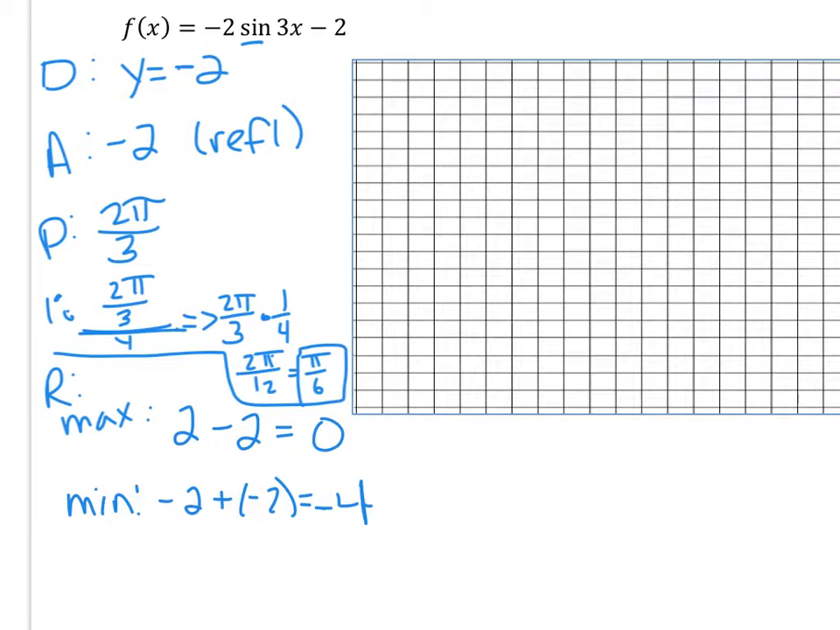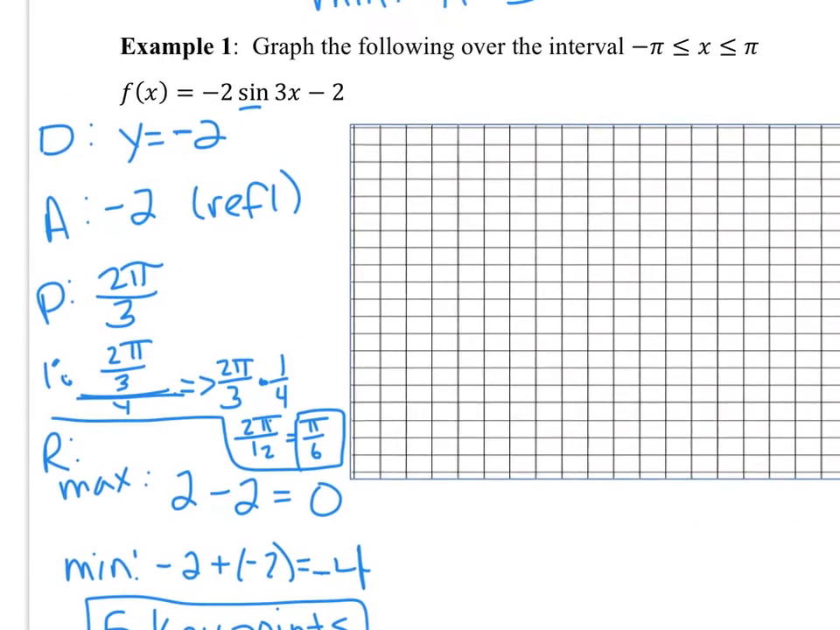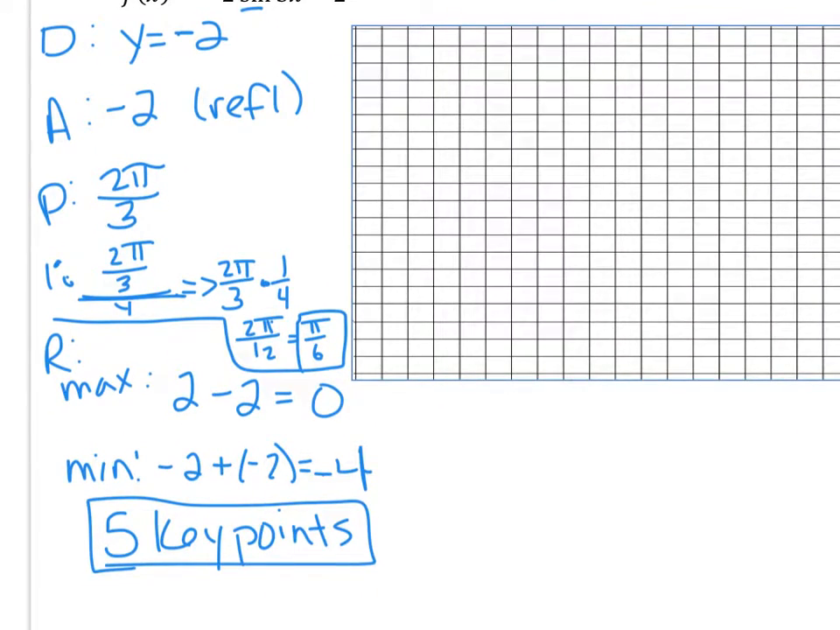Now what we're going to do is graph this, and we're going to use the 5 key points. Those were the points that, when we unwound this, were on the unit circle. So that was the max, the min, and 0. So this is how this works. First thing, I see my midline is at -2. The highest possible value I'm going to have is 0, and the lowest is -4.